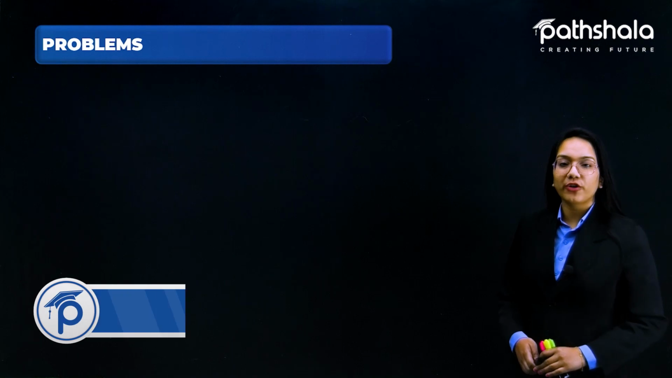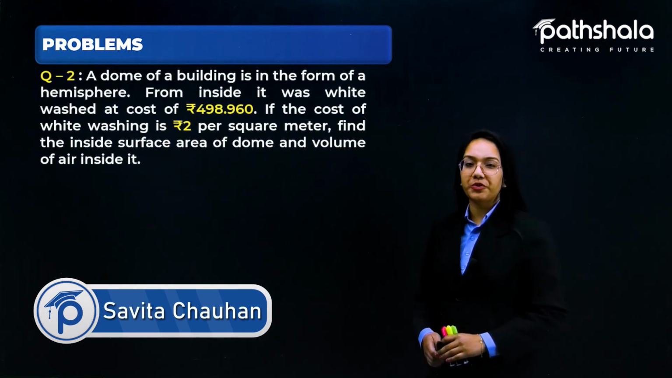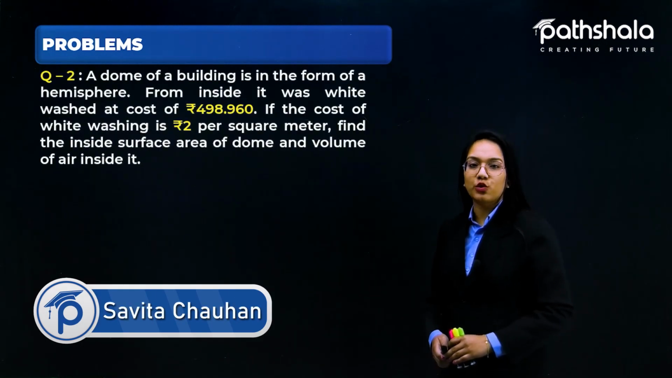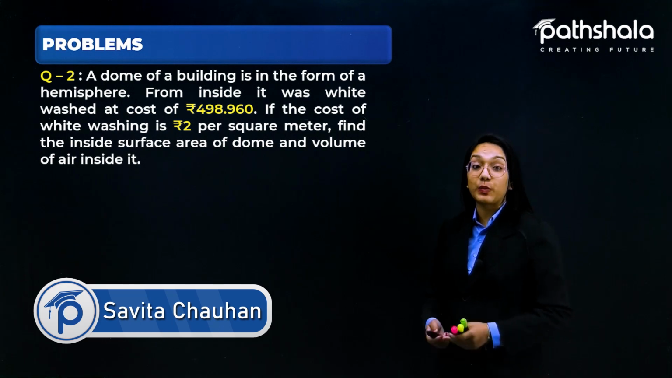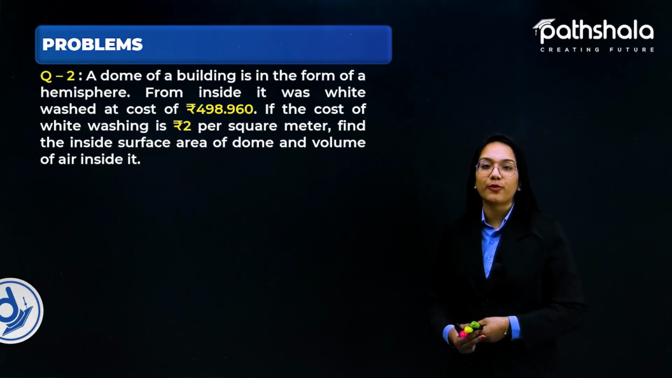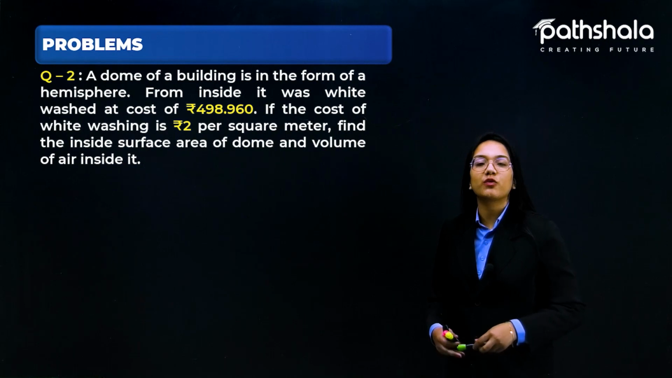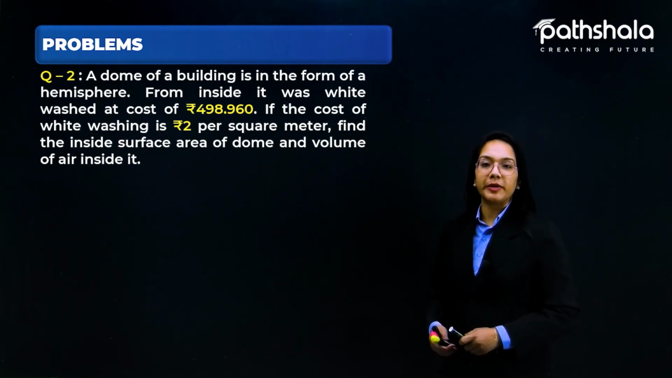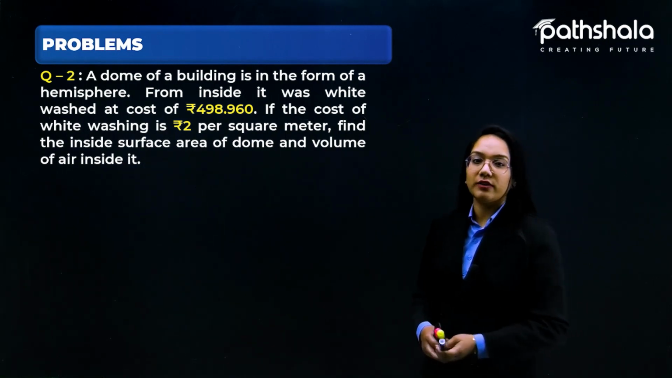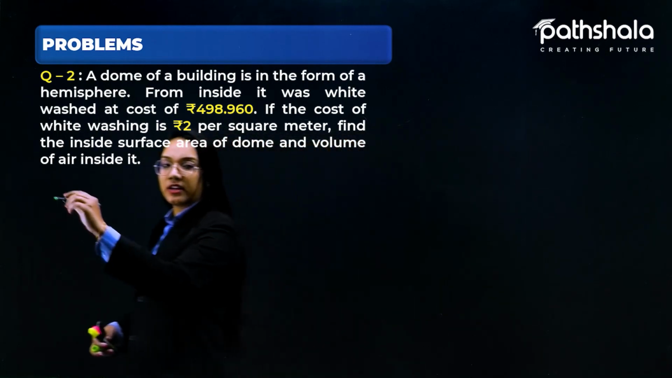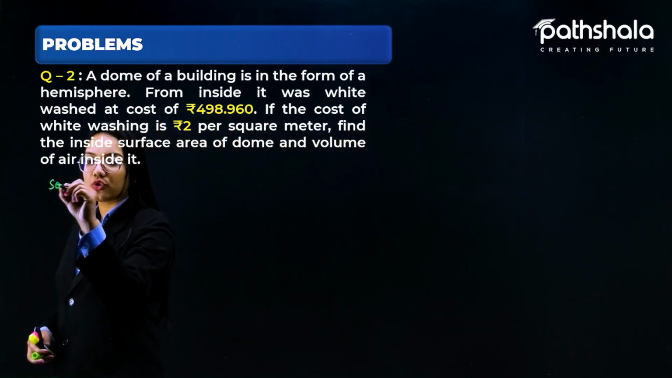Now let's move on to question number 2, which says that the dome of a building is in the form of a hemisphere. From inside, it was whitewashed at a cost of rupees 498.960. If the cost of whitewashing is rupees 2 per square meter, find the inside surface area of the dome and the volume of the air inside it. So let's start the solution of this one.